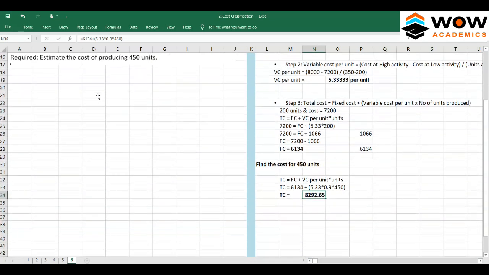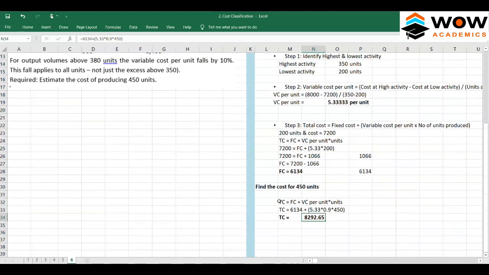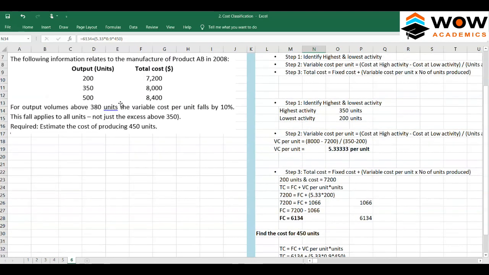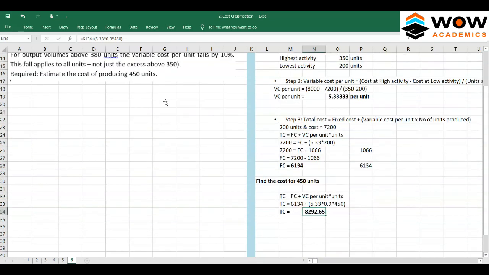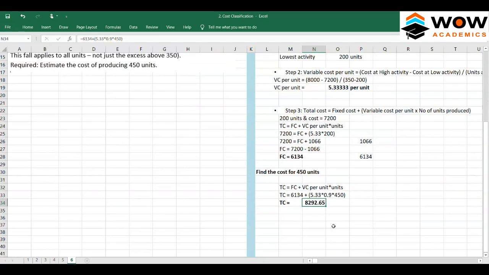So let's check. Our answer comes very close. If we produce 450 units, it is between 350 and 500 units, and the cost should be between 8,000 and 8,400. So this comes to 8,292. So our answer is perfectly correct.